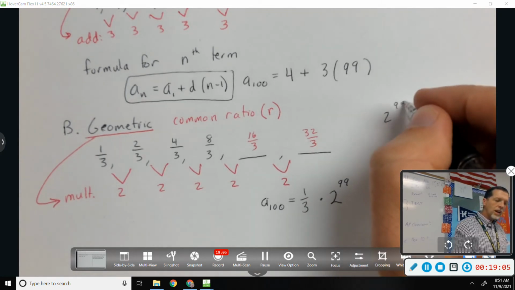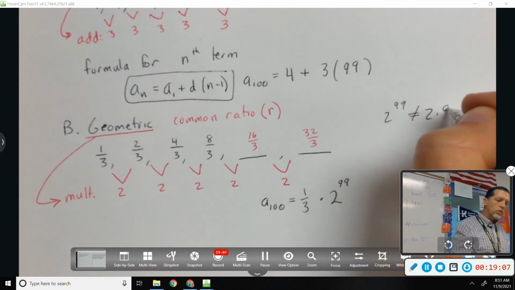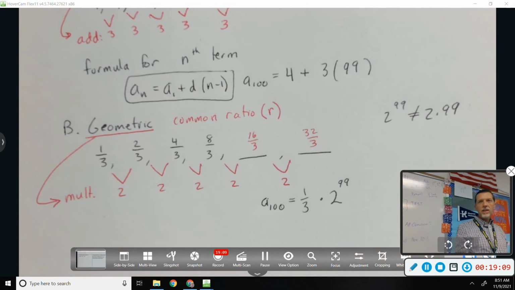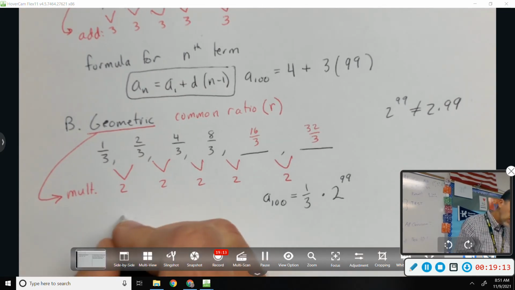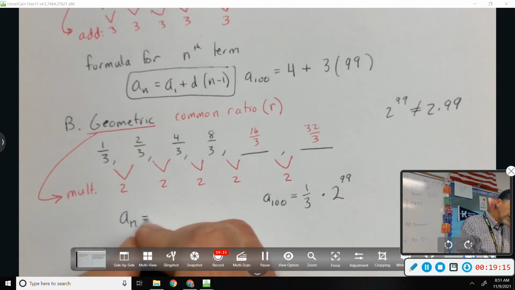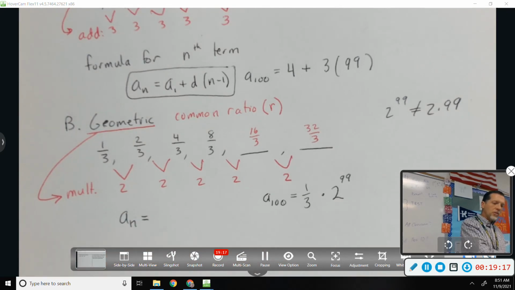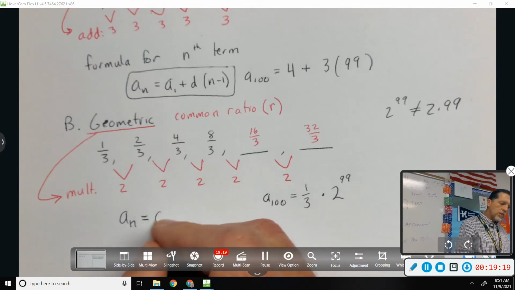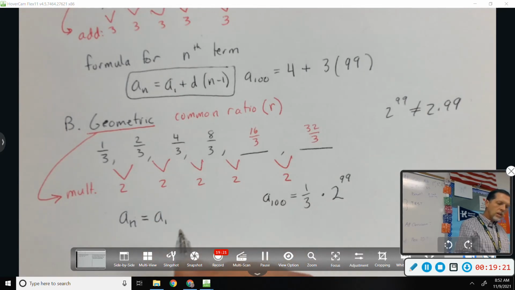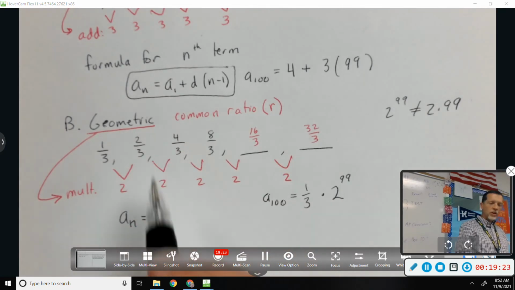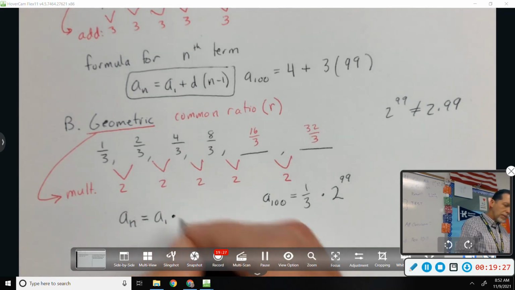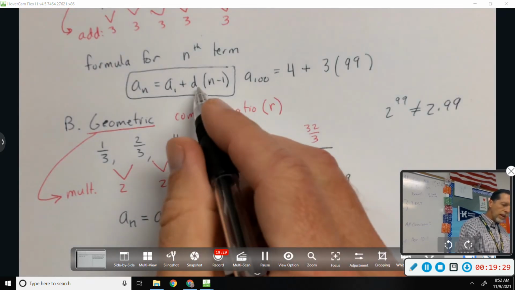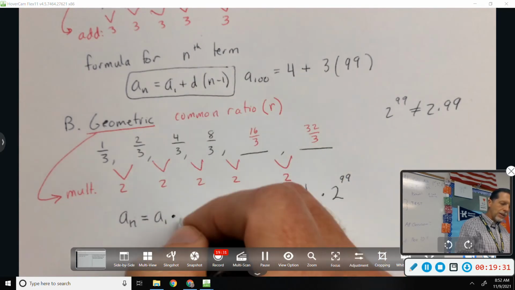Right? 2 to the 99th is not the same thing as 2 times 99. That's not the same. So generically, the formula for a geometric is the first term. We always start with the first term, A1. Instead of adding, we're going to be multiplying. And we're not adding D, we're multiplying by R.